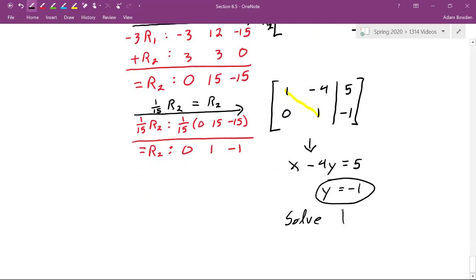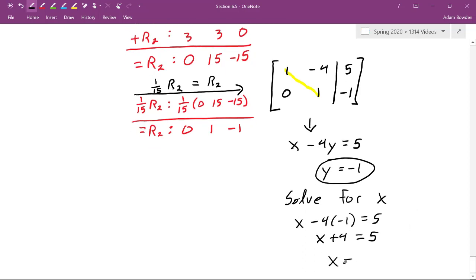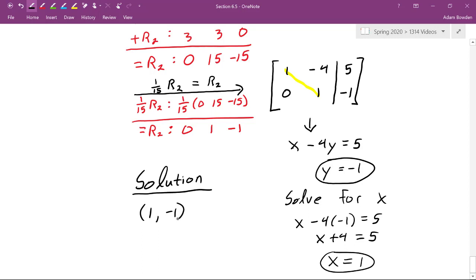Now we can solve for x. So that would be x minus 4 times negative 1 equals 5. x plus 4 is equal to 5. And so x is equal to 1. So now we can say that the solution to this system is 1 comma negative 1.